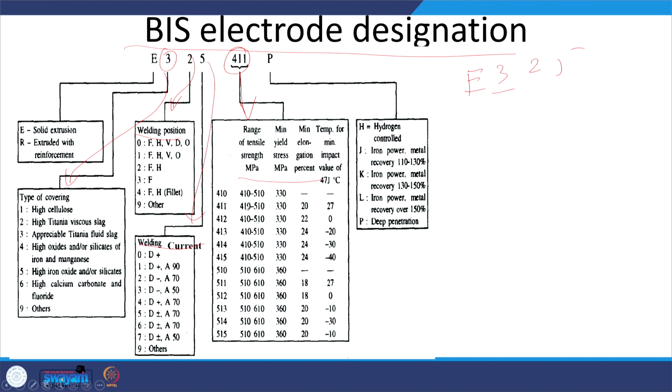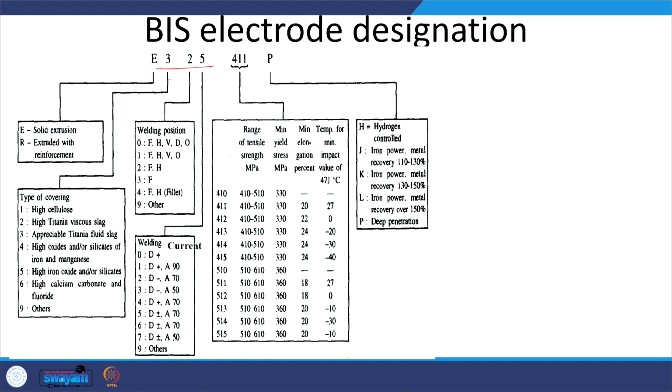So, say 411 means the minimum tensile strength can range from 410 to 510, with the corresponding yield strengths and the minimum elongation that will be offered by these electrodes, and the temperature corresponding to the minimum toughness of 47 joule. What is the minimum temperature at which the electrode will offer the minimum 47 joule of toughness? Okay. So, our BIS electrode designation contains a set of 6 digits.